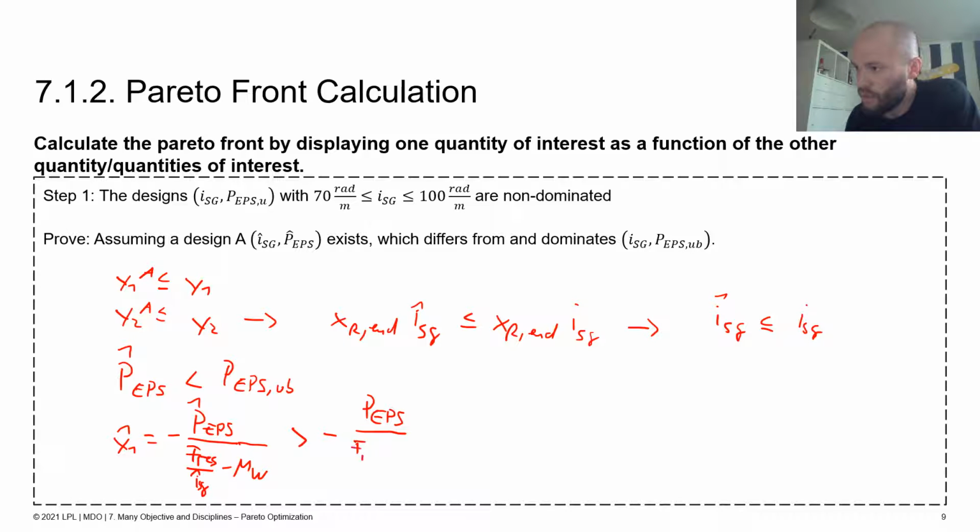I'll just finish that quickly. And since this will violate our definition, we can tell right away that this cannot be true. So this was step 1. So it's impossible that there exists a design that differs from the Pareto front but dominates the design at the Pareto front. So the first step is done, and we now move on to the second step.